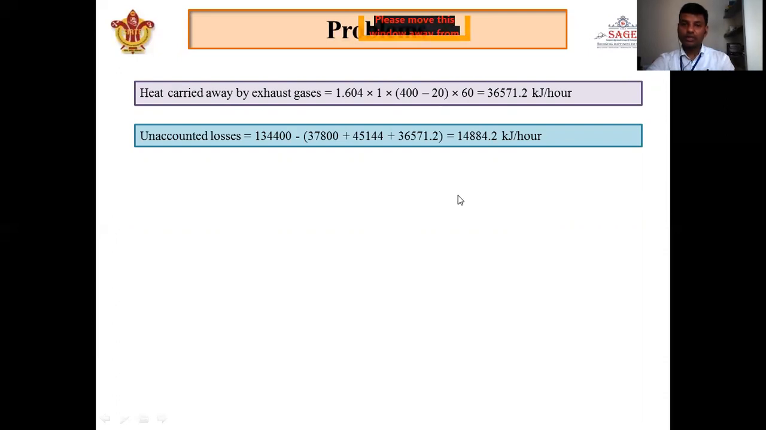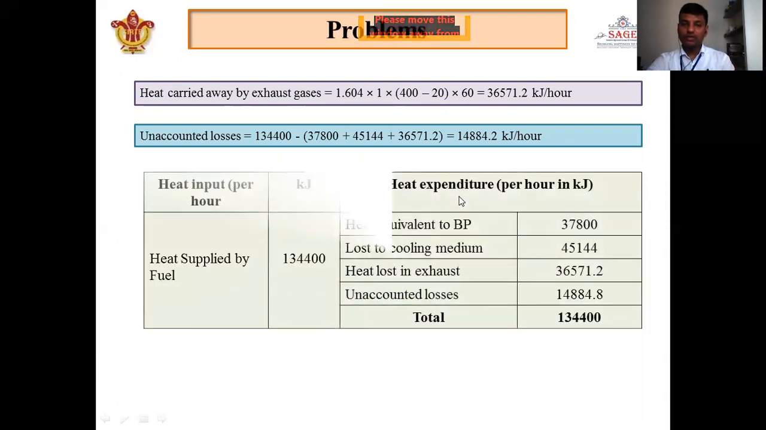Now we have to tabulate it in the form of a table so that we can say that we have drawn a heat balance sheet. It consists of two parts. One is input: the energy input by the combustion of fuel. The heat supplied by the fuel is 134400 kilojoule per hour. We write per hour once so that we are not supposed to write the unit again and again. So 1,34,400 kilojoule per hour of energy is given by the fuel.